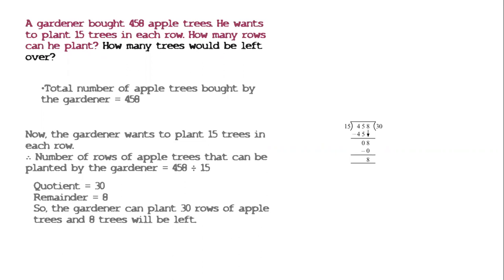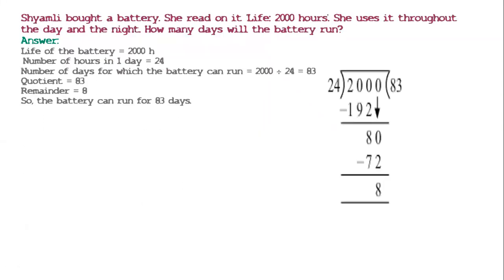Sir, I got the quotient as 30 and the remainder as 8. It is not completely divisible, so you will get some remainder extra. 8 is the remainder. Yes, sir. Shall I move to the next? Yes, sir. This also is the same thing: divide, get the remainder and quotient.